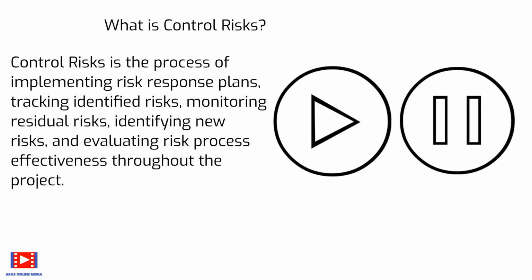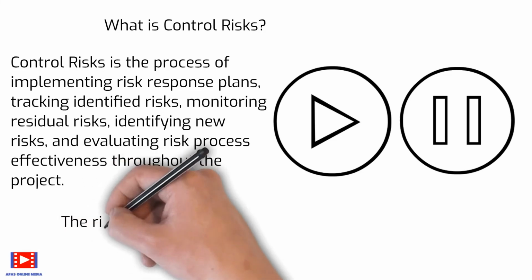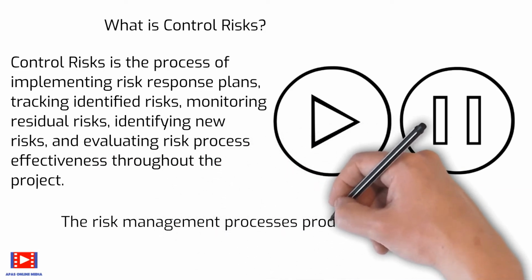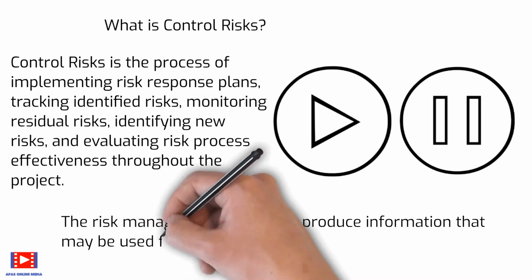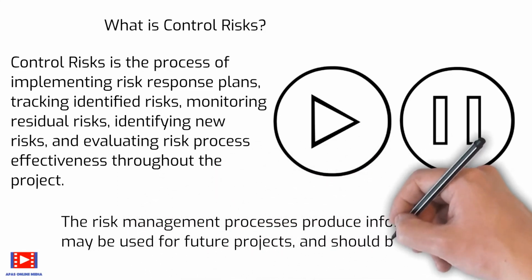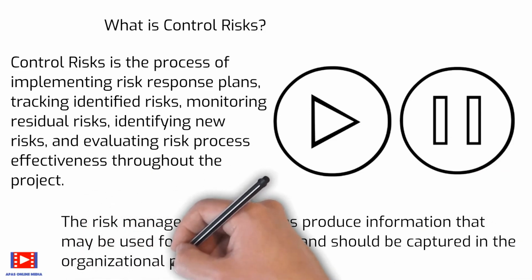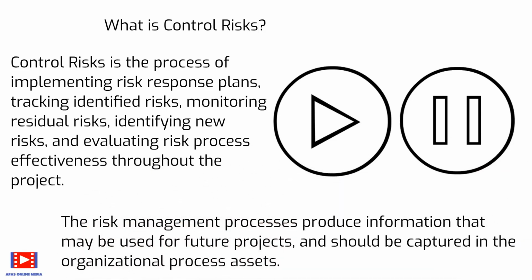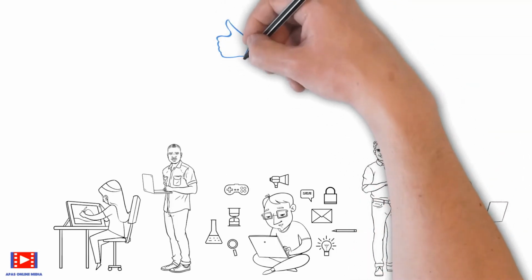Control risks can involve choosing alternative strategies, executing a contingency or fallback plan, taking corrective action, and modifying the project management plan. The risk response owner reports periodically to the project manager on the effectiveness of the plan, any unanticipated effects, and any correction needed to handle the risk appropriately. The risk management processes produce information that may be used for future projects and should be captured in the organizational process assets.